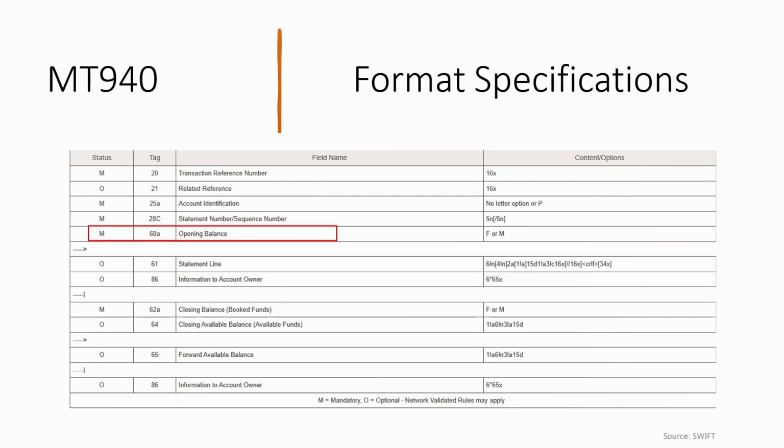Opening balance, the tag 60A, contains the balance in the account at the beginning of the day. 61 is a statement line. 61 and 86 are always in pair. Whenever the bank wants to mention any particular transaction that took place on that account, then tag 61 contains the statement line which mentions what is the amount, whether it is a debit or a credit, the value date of the transaction, the date of the transaction when it happened, and tag 86 contains other information regarding that transaction which the bank is sending to the account owner.